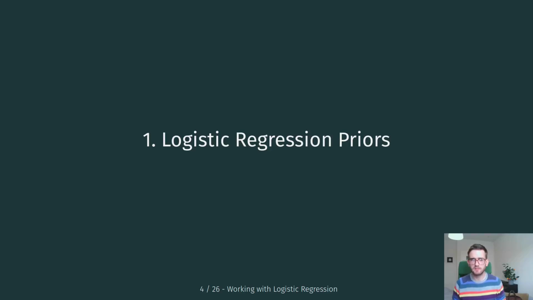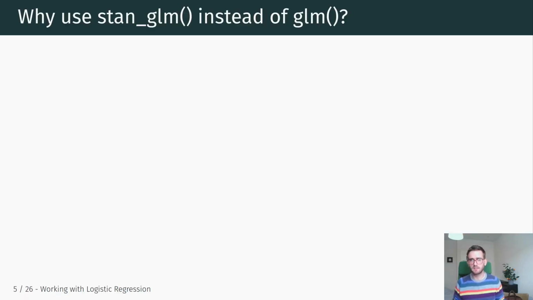Hey everyone. In this video, I'm going to talk about how to specify priors in logit models using RStanARM, and in particular how they can help us overcome some of the issues that we can encounter if we use logistic regression in a classic frequentist framework. We started this discussion last week when we tried to answer the question of why we want to use stan_glm instead of the classic base R glm function when we're estimating logistic regression models.